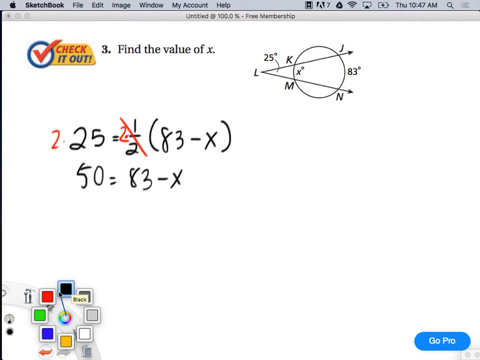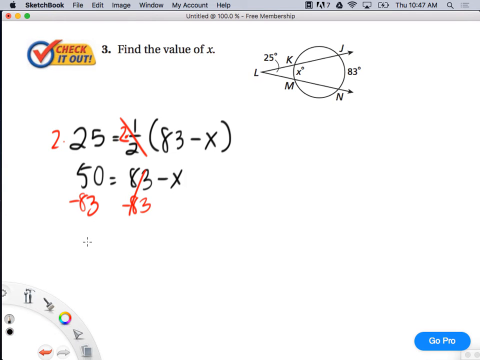Now what do I do? I can subtract 83 from both sides, right? 50 minus 83 is negative 33. Negative 33 equals negative x. If negative 33 equals negative x, I divide by negative 1, which cancels the negative, and x equals 33.